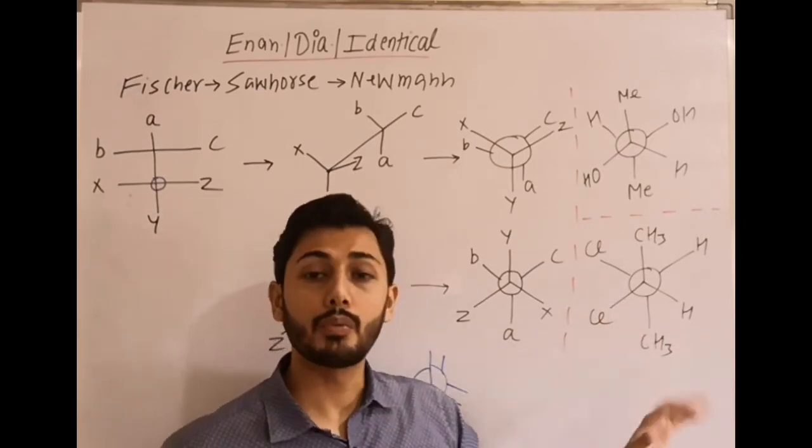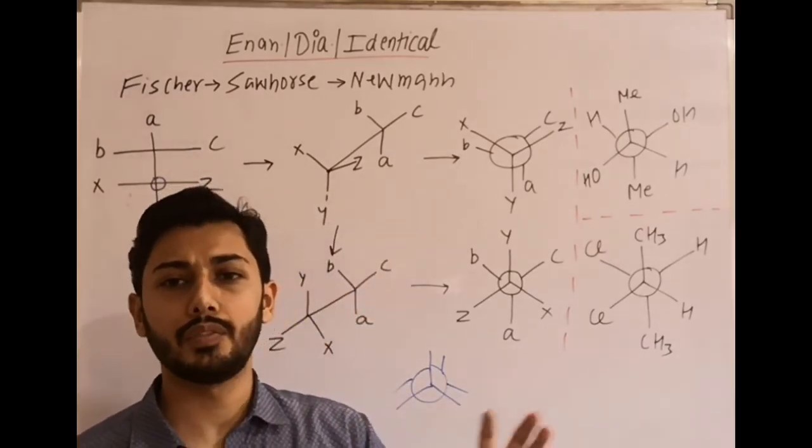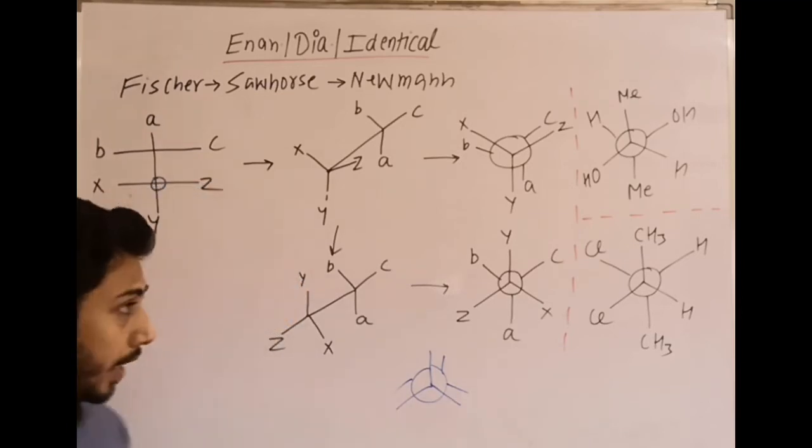For the second one, you have to find the configuration of chiral centers also, like whether the second carbon is R or S, and the third carbon is R or S. Okay, try these two examples.